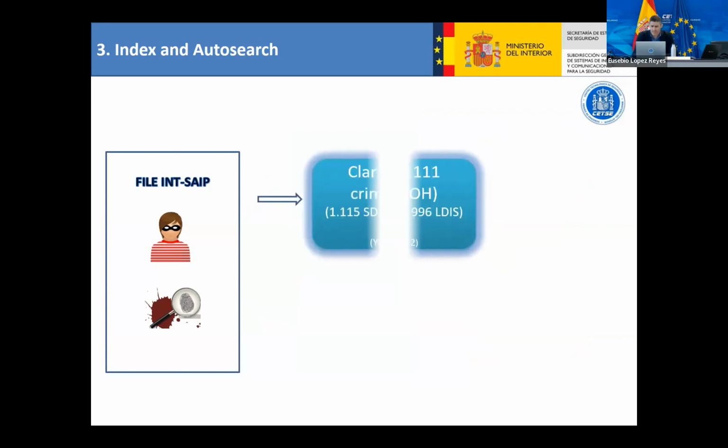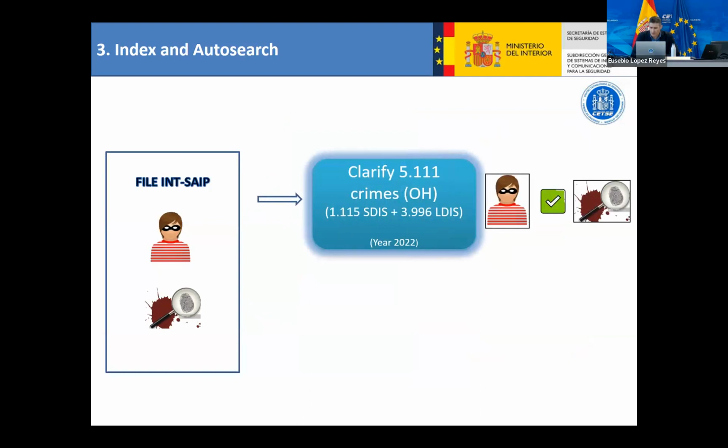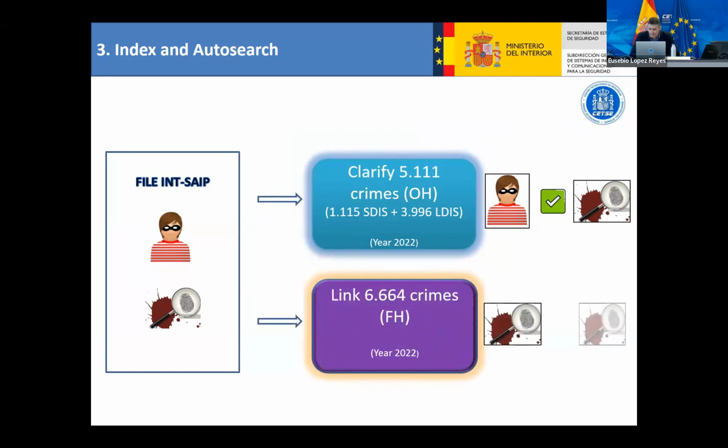Well, then I would like to show you the result that we have only during the last year. With these auto-searches, we clarified more than 5,000 crimes, as an offender hit, okay? More than 1,000 were clarified in the auto-search at the national level, in SDIS nodes, okay? And nearly 4,000 in the different laboratories that develop their own auto-search in the LDIS nodes, okay? And we have the possibility to link more than 6,000 crimes, called forensic hits in CODIS, because we can link the different crimes that the same person is committing, although we don't know who the person responsible is, okay? But the DNA database obviously links all these genetic profiles in order to know that it's the same person who has committed this kind of crime, okay?